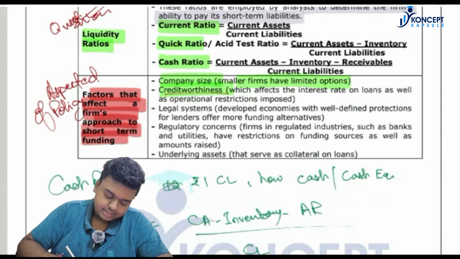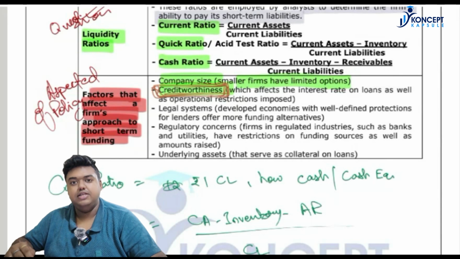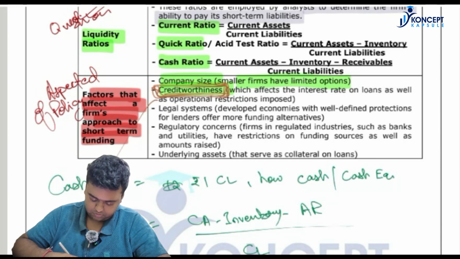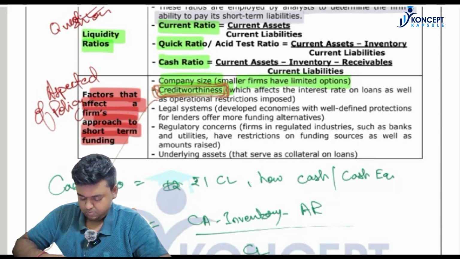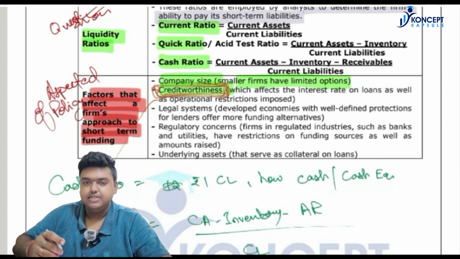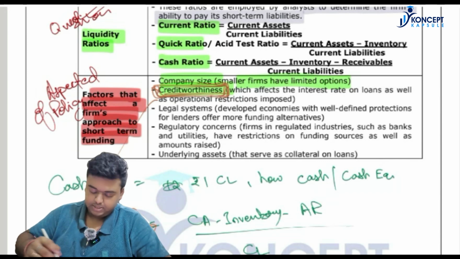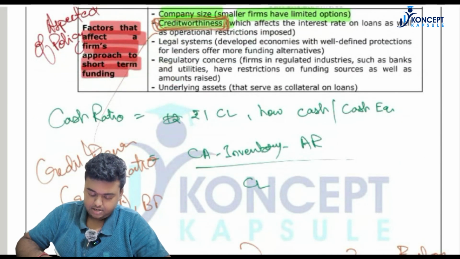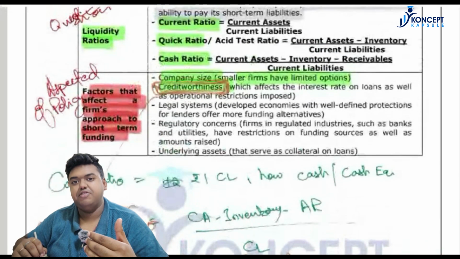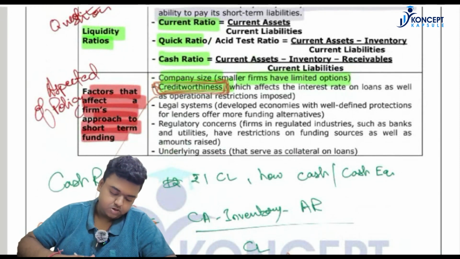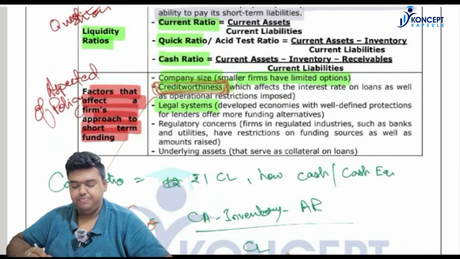How is credit worthiness identified? In India, credit worthiness is identified through credit ratings by the credit bureaus. They are given a credit rating. You must have heard A, double B, triple A, or A1, A minus. These are all different types of credit ratings given. Okay. The third is the legal system.